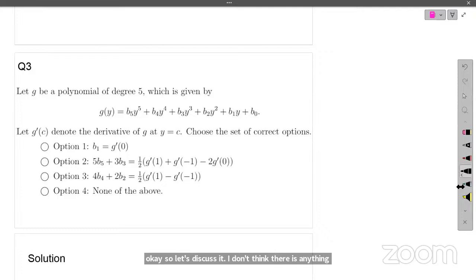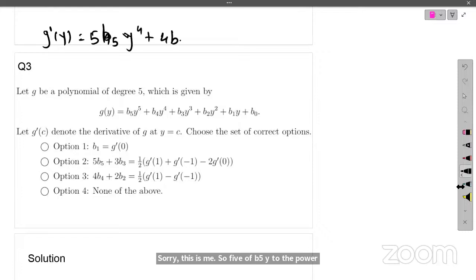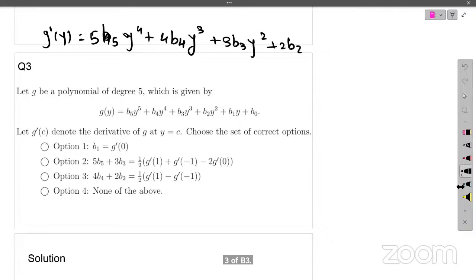So here g of y is given to be a polynomial. If we compute g dash of 0, then what will it be? So this is g dash of y. g dash of y will become 5 of b5 y to the power 4 plus 4 of b4 y to the power 3 plus 3 of b3 y square plus 2 of b2 of y plus b1. So this is the derivative of g at any point y.